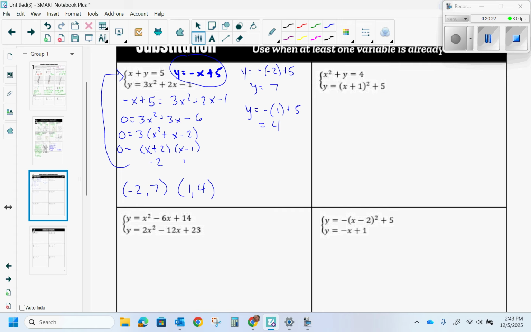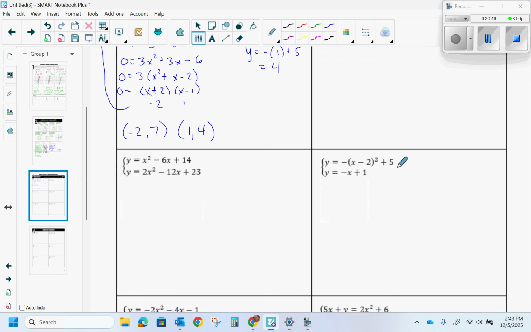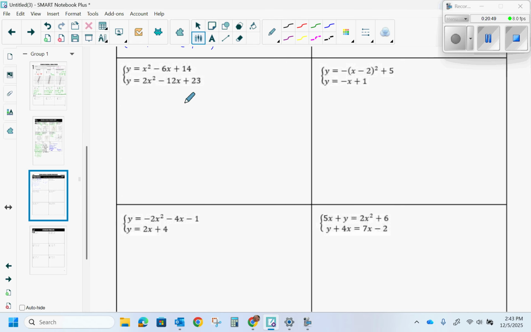All right, I want to take it down to, yeah, we'll go ahead and do the one underneath it. No, we'll do one with a quadratic. Actually, we'll do both of these right here. All right, set them equal to each other. If y equals this and y equals that, then this equals that.